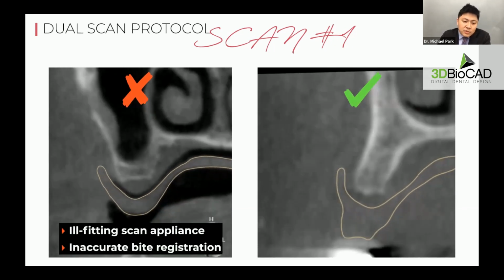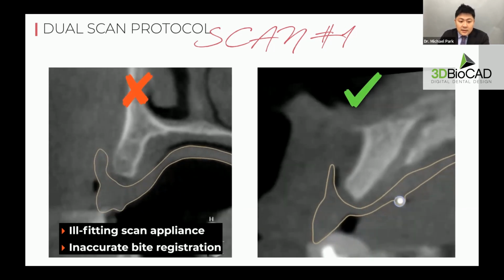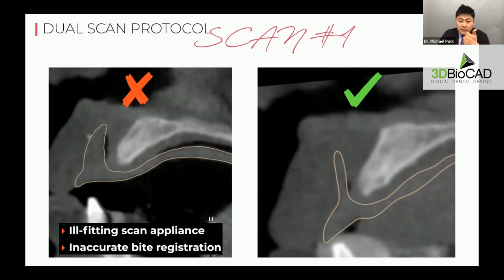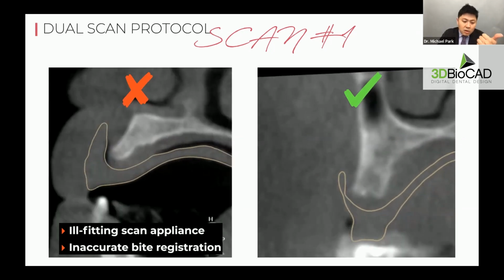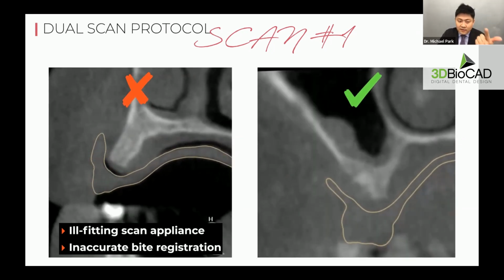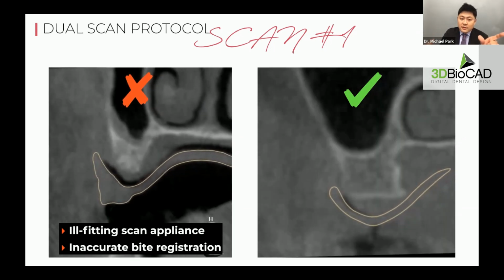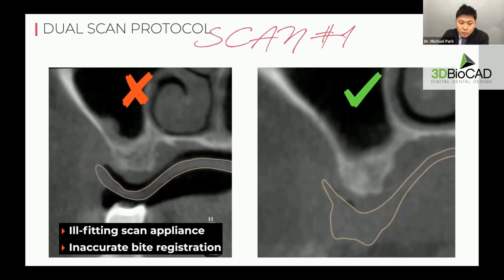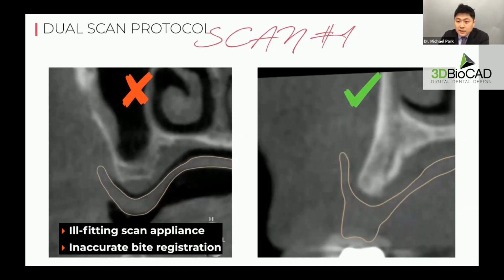The reason why we get air spaces underneath the scan appliance is because either the scan appliance is not fitting properly and needs a reline, or the bite registration is not very accurate. So the patient is not biting in the correct position, and now the denture is moving. So you want to correct these first and then take another scan if you do get air spaces underneath.